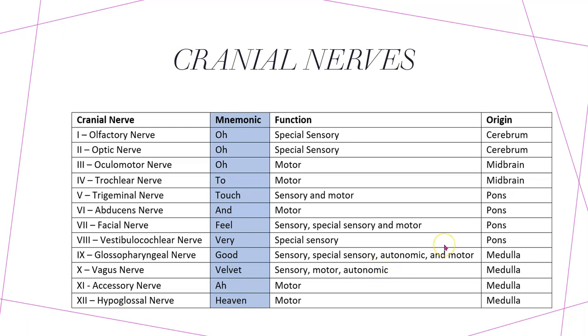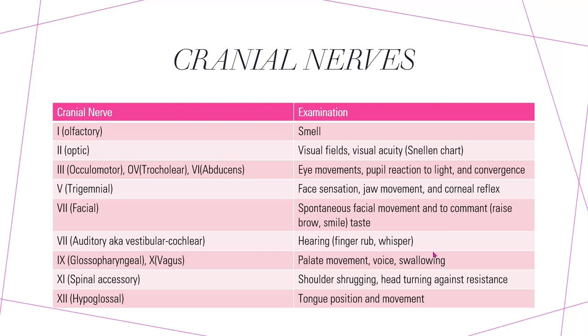Now, am I going to ask you where they originate from? Nope. But am I going to ask you possibly oculomotor for the eye movements, pupil reaction to light and convergence? That's quite possible. What about trigeminal? That would be important, right? For face sensation, jaw movement. Facial, spontaneous facial movements, right? This is things that we should know. These are things that you're going to test for. So yes, you will have cranial nerves on your exam.